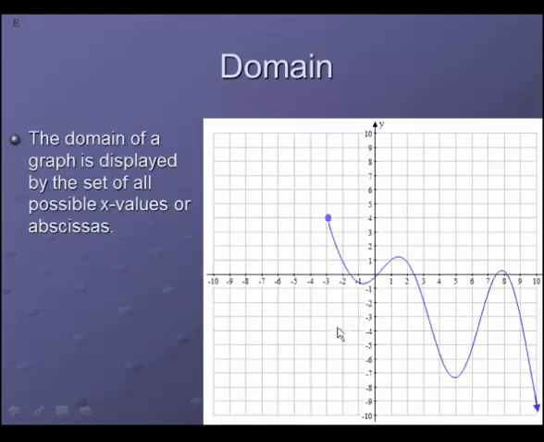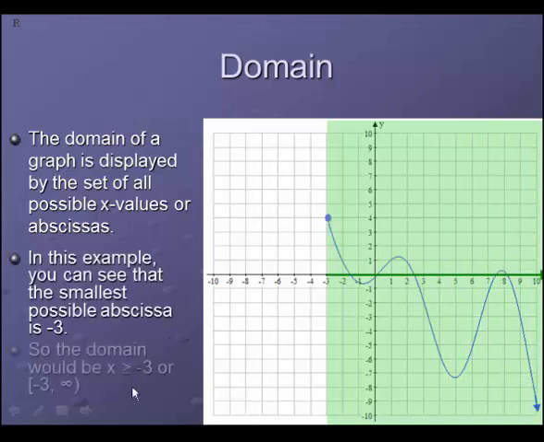Alright, so in this one we're looking again left and right for domain. It's about the x's. So if we look left and right, basically it starts at negative 3 and goes forever to the right. And so mathematically you could say that x is greater than or equal to negative 3 because the domain continues forever to the right. Those are the possible values of x.